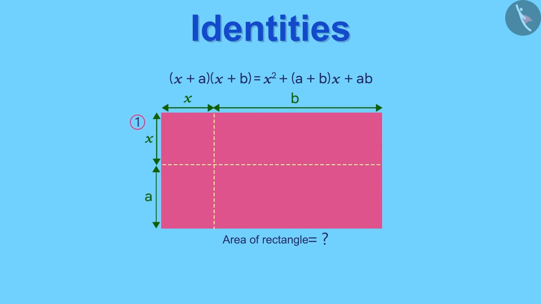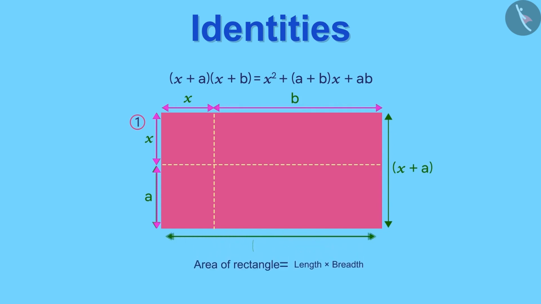We know that the area of a rectangle is equal to the product of its length and breadth. Can you tell me which is the length and which is the breadth? The length of this square is x and the length of this part is a. Therefore, the total breadth of this rectangle is x plus a. The length of this square is x and the length of this part is b.